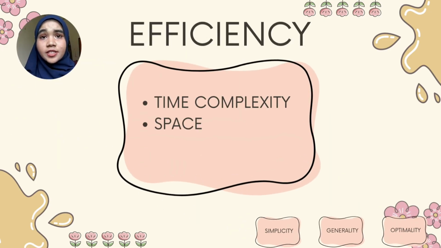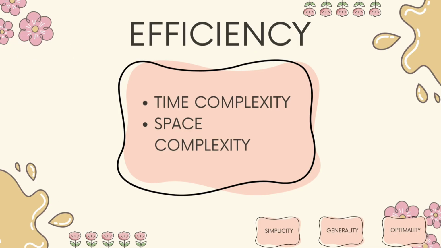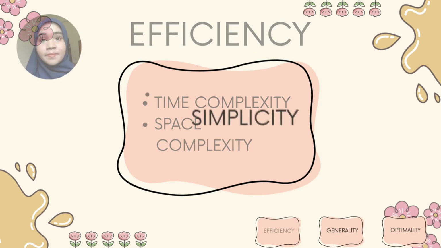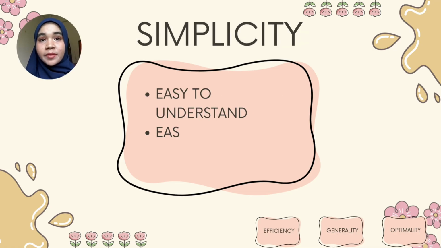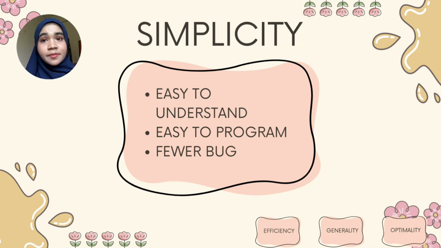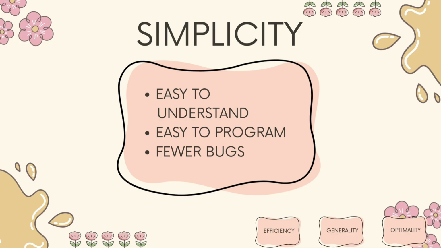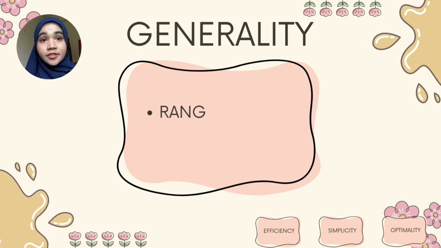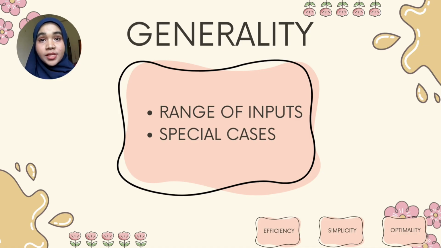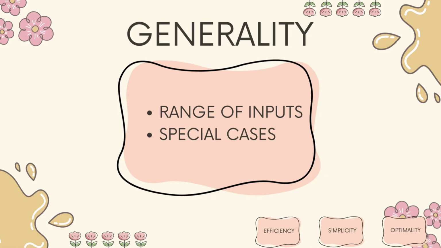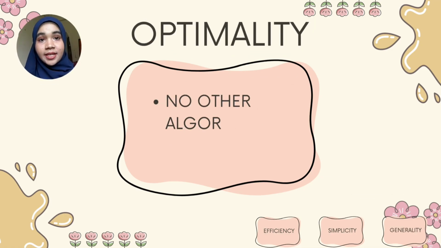Efficiency means how fast the program runs and how much memory it uses. Simplicity means how easy the program is to understand and write. A simple program is easier to work with and usually has fewer mistakes. Generality, we measure the range of inputs and special cases. Lastly, optimality is when no other algorithm can do better.